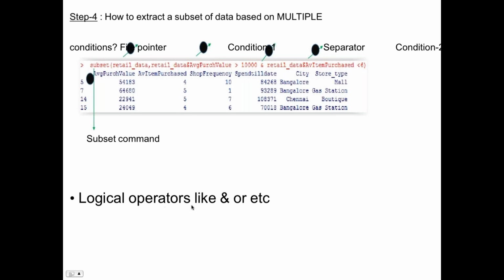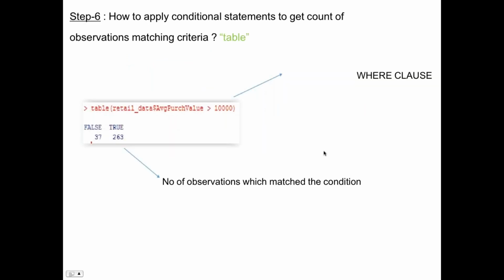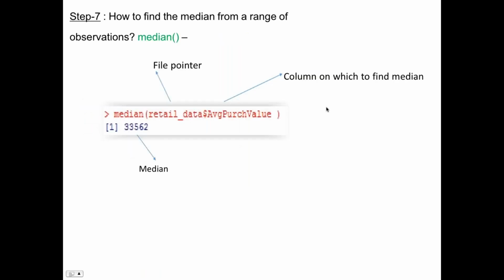So I've used logical operators like and, or that we've seen in the previous operators. Then how to sort data using the sort command, ascending and descending. And the true or false is how many of my values are greater than 10,000 in the data set. If I want to find the middle value of my data, I give the median command, and it will give me the middle value from this retail data, the median of the average purchase values.